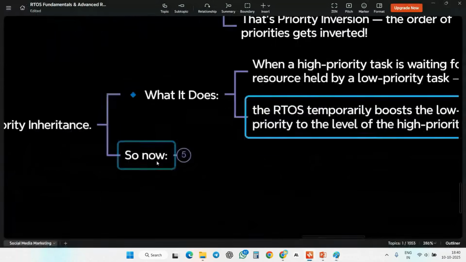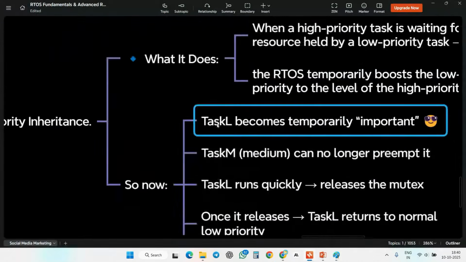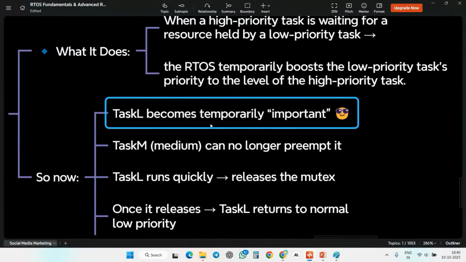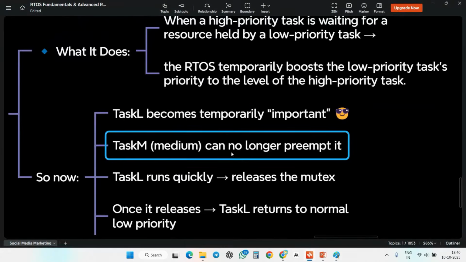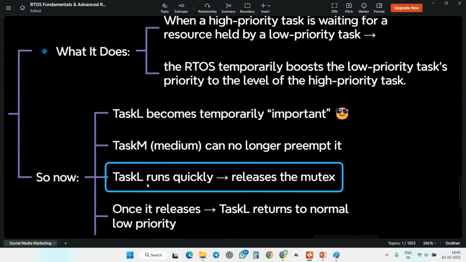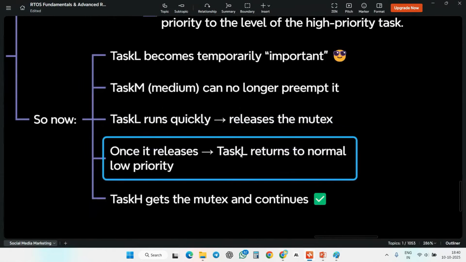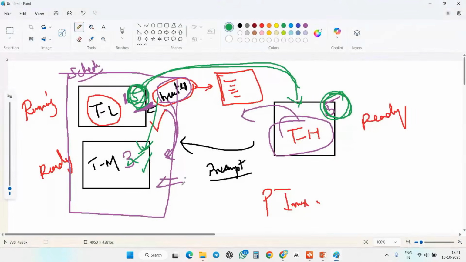Okay. So now the lower priority task is temporarily boosted. The medium priority task no longer preempts. The lower priority task runs quickly and releases the mutex. Once it releases it, it moves back to its normal lower priority, that means the actual priority number is 1. So I need to elevate the value number to 5.